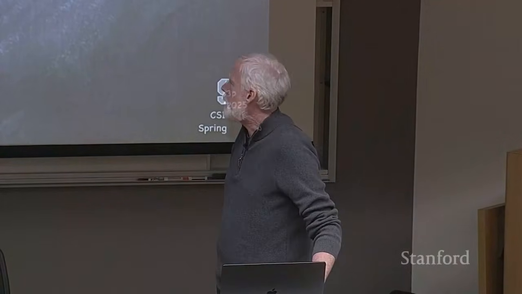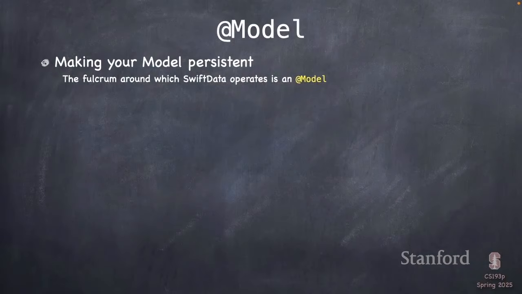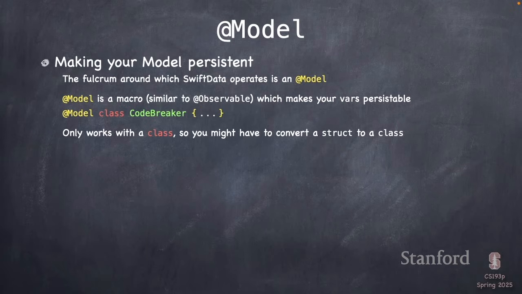All right. What do we need to do to take our model? We have this nice CodeBreaker, which plays the CodeBreaker game. How do we make it persistent? How do we make it work with SwiftData? Well, the first thing we're always going to do is have the big or important or main parts of our model be marked with @Model. @Model essentially says this class, this part of my model, needs to be made persistent. And it's a macro, just like @Observable is a macro. And it only works on classes, so you can only put classes in the database.